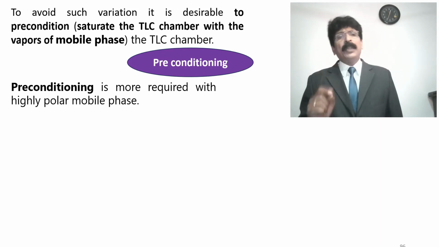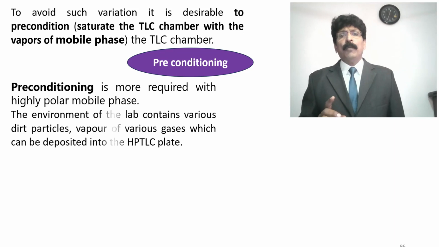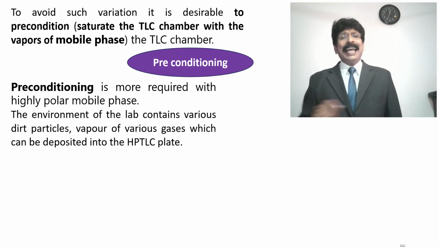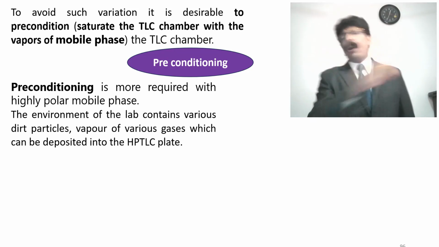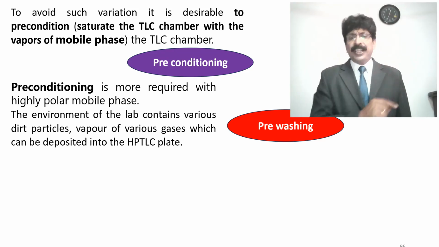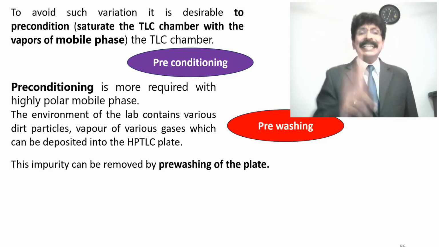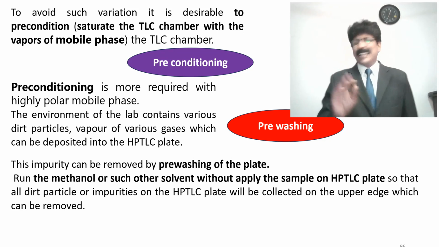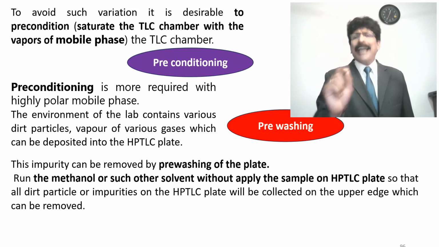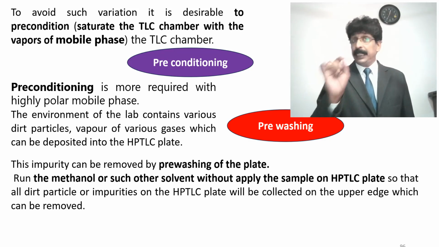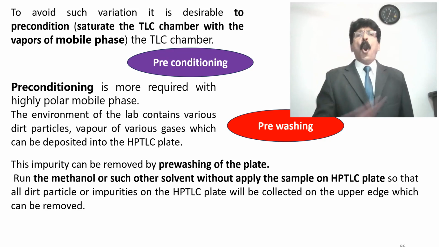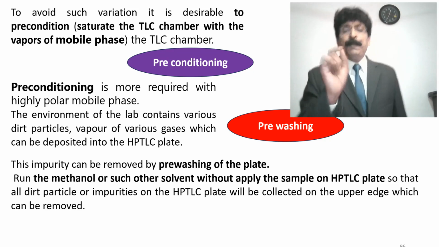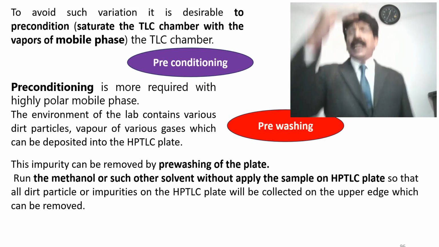Preconditioning is more required when you are using a highly polar mobile phase. The environment of the lab contains various dust particles and vapors of various gases which can be deposited on your TLC plate. So we need pre-washing. How to perform this pre-washing? This impurity can be removed by pre-washing of the plate. Run methanol or such other solvent without applying the sample, only on the HPTLC plate, so that all dust or impurities on the plate will be collected on the upper edge of the plate and can be removed.